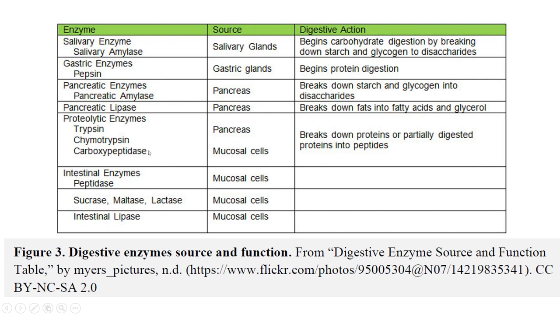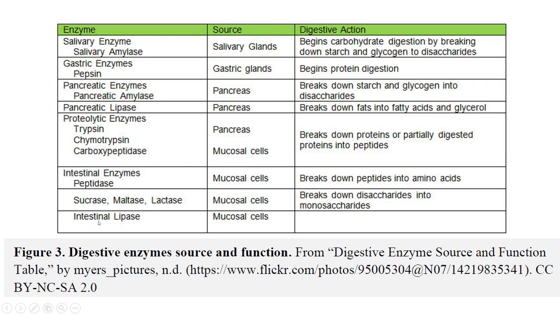How about intestinal enzyme peptidase? From the name itself, you know that its function is to break down peptides into amino acids, and it is found in the mucosal cell. And sucrase, maltase, and lactase, you've probably already encountered these beforehand, and the name itself will give you the idea that they would be breaking down disaccharides into monosaccharides. So lactose, maltose, and sucrose will be digested by lactase, maltase, and sucrase. All of them are disaccharides, so they will be broken down to monosaccharides.